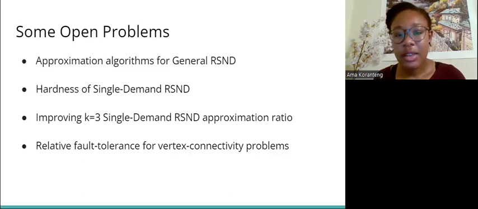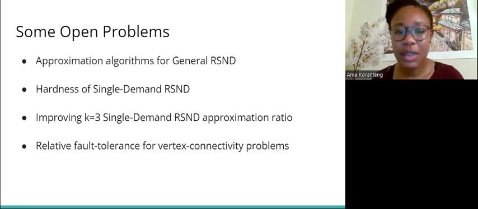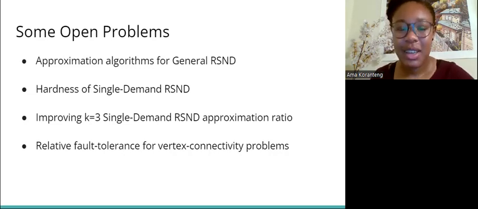And then finally, we have vertex relative fault tolerance. I didn't even talk about vertex relative fault tolerance at all in this talk, but there are many, many interesting problems in this space that are the analogues of the edge connectivity relative fault tolerance problems. We didn't look at it in this paper, but definitely a lot of interesting problems there.